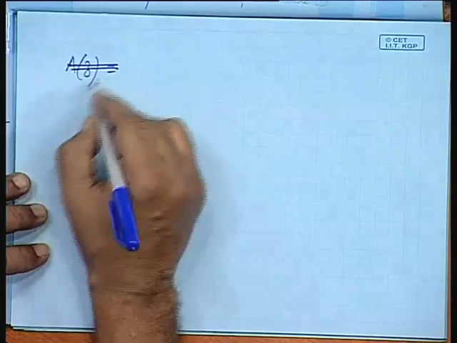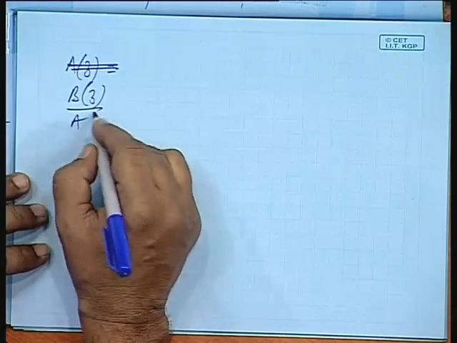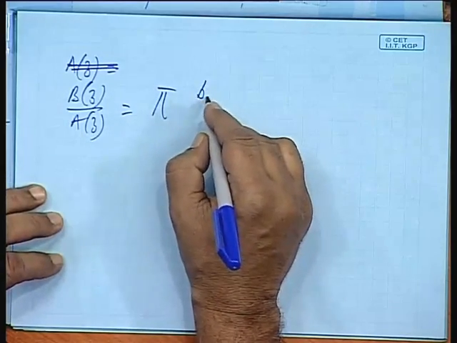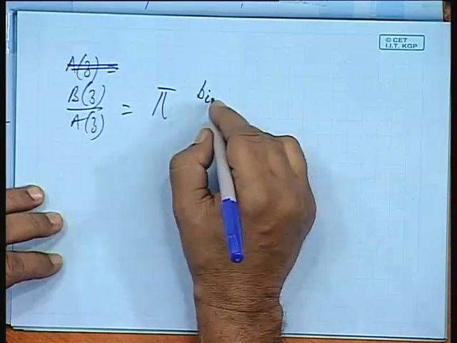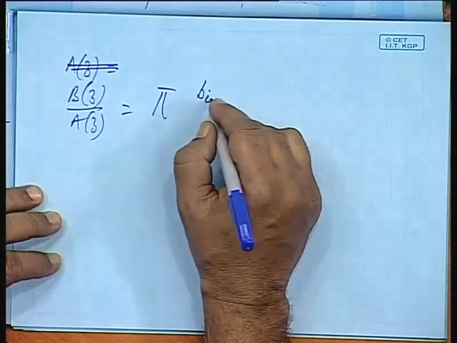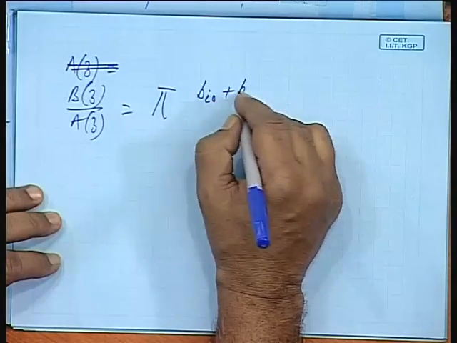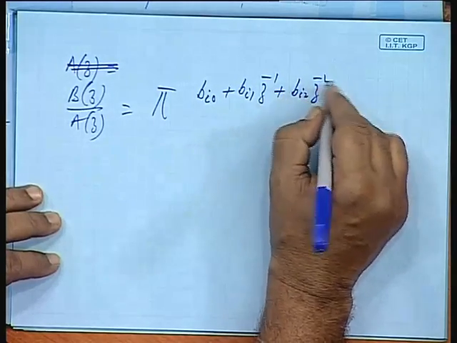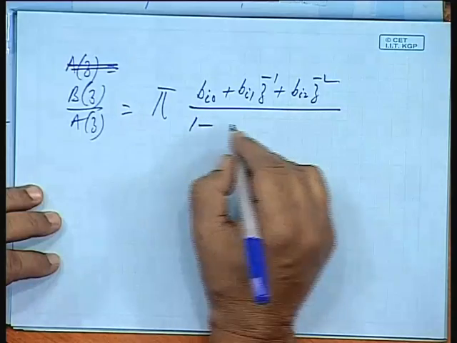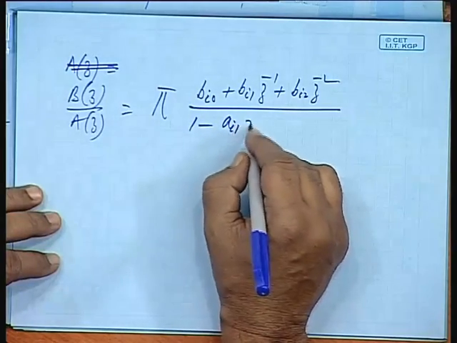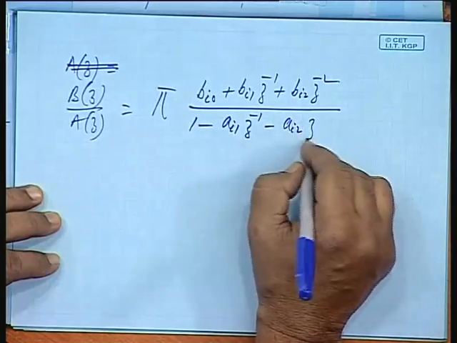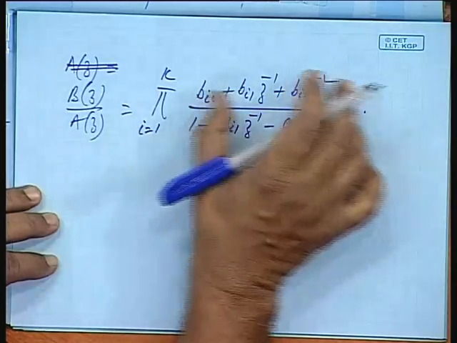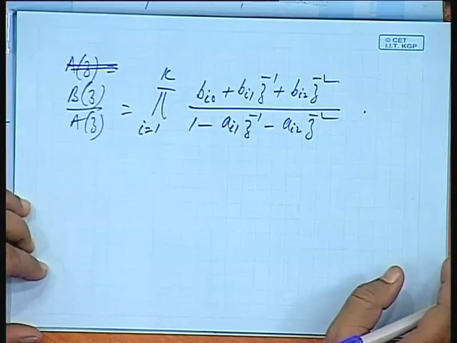For example, if I have say B(z) by A(z) as the product of some B_i0 plus B_i1 z inverse plus B_i2 z to the power minus 2, divided by 1 minus A_i1 z inverse minus A_i2 z to the power minus 2, and i varying from say 1 to k. That means there are many biquads I have got in cascade.